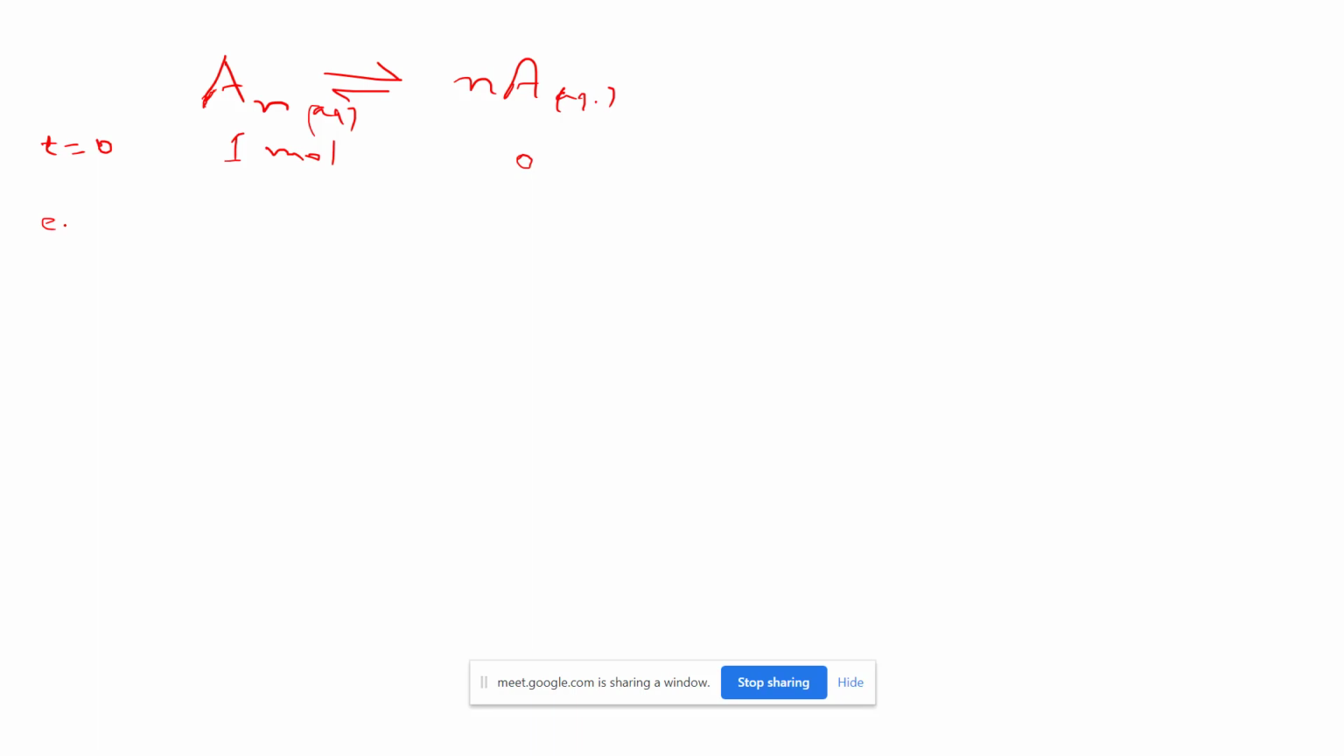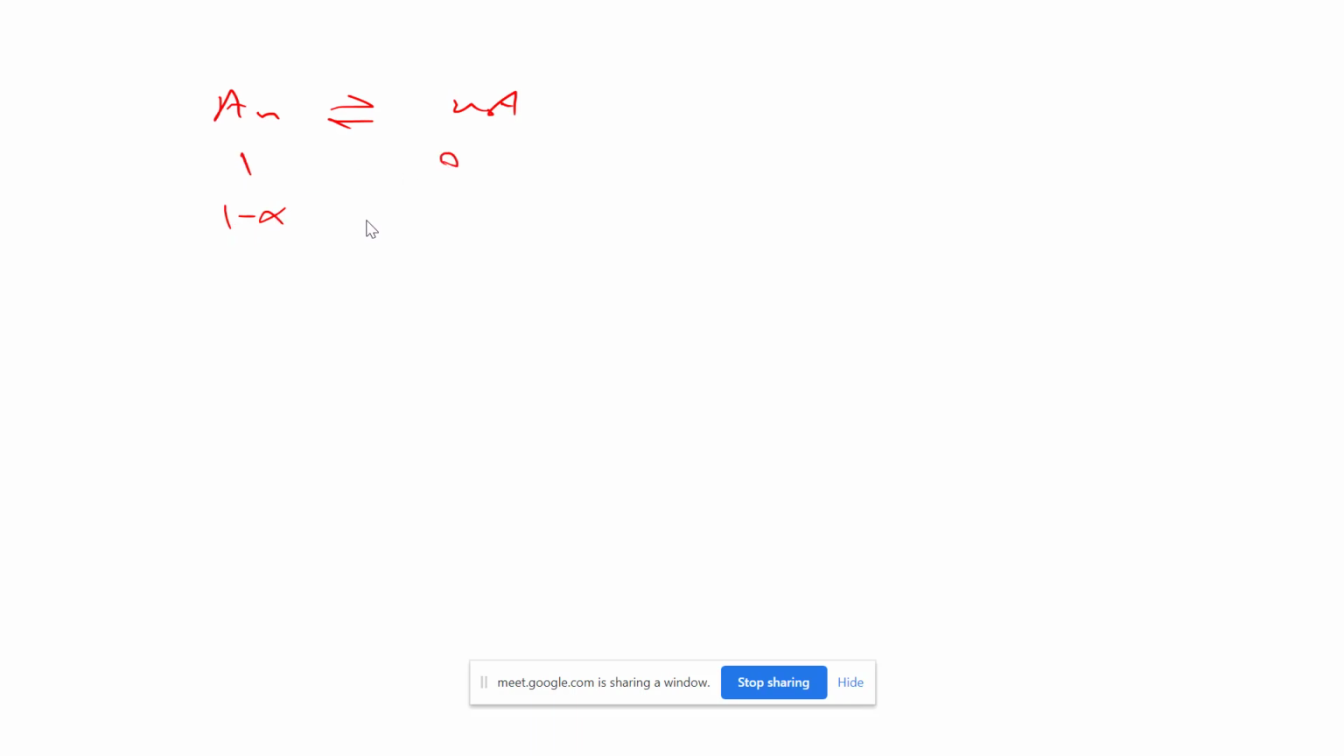So now at equilibrium state, out of 1 mole, how many moles are reacted is known as always alpha. So out of 1 mole, we always decrease the alpha. Actually, this is A_n goes to nA. So okay, out of 1 mole, alpha has been gone.